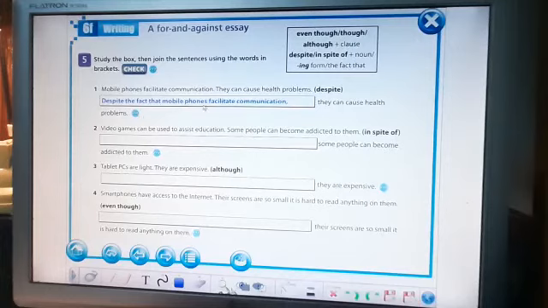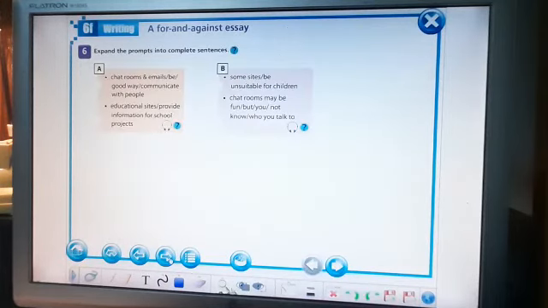"Despite the fact that mobile phones facilitate communication, they can cause health problems." "In spite of the fact that video games can be used to assist education, some people can become addicted to them." "Although tablets and PCs are light, they are expensive," and "even though smartphones have access to the internet, their screens are so small it is hard to read anything on them." So this is the end of part 2. We are going to proceed with part 3 in a little while.